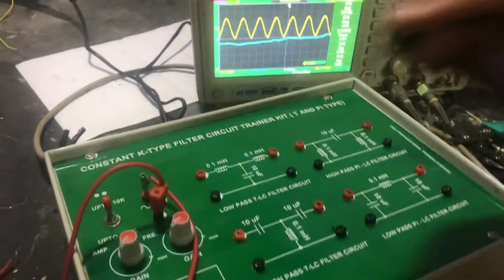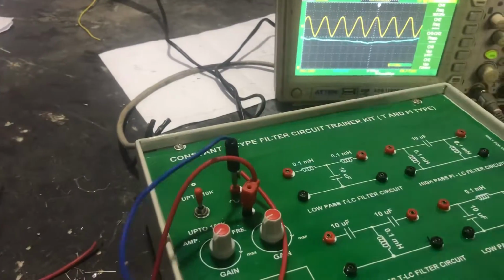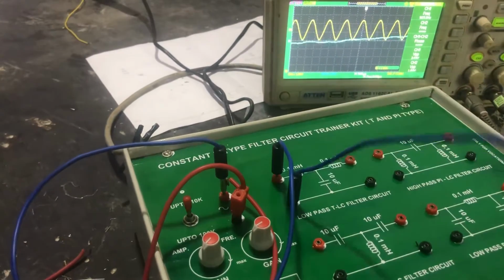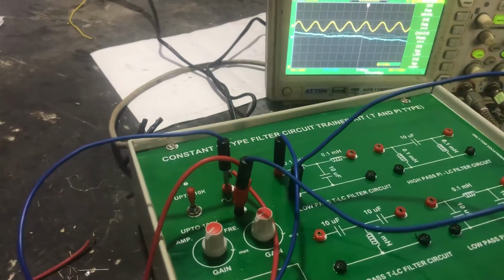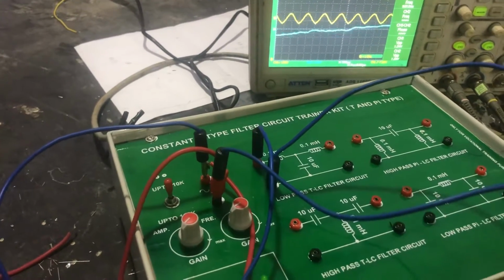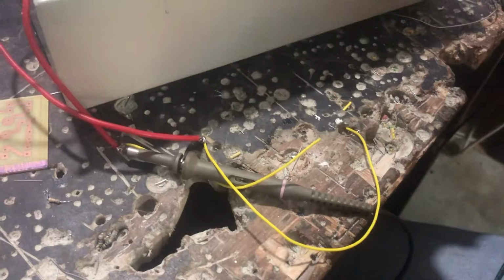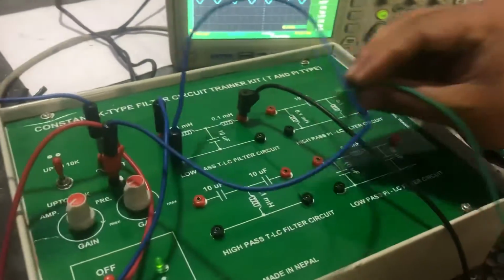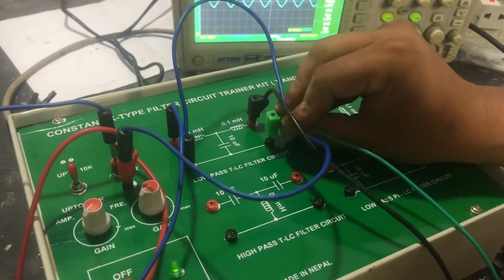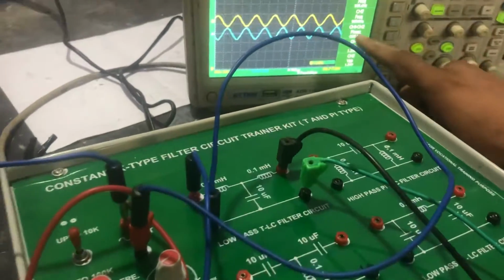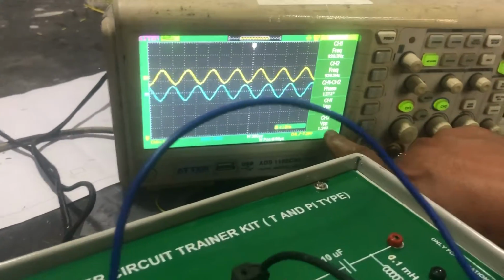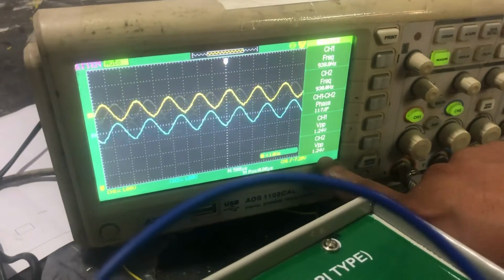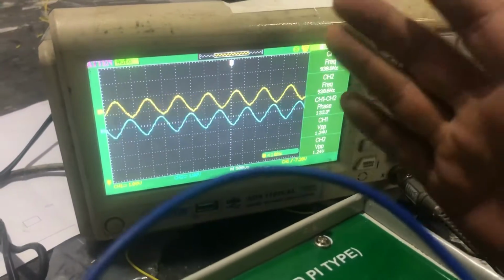First we are going to the low pass T LC filter. Connect phase to phase and neutral to neutral, also positive terminal and negative terminal. Be careful: the positive terminal goes to the positive and the negative terminal to the negative terminal of the oscilloscope channel 2. Here you can see channel 1 peak to peak voltage is 1.24 volt, channel 2 is also 1.24 volt, and the frequency is the same. This is a low pass filter.